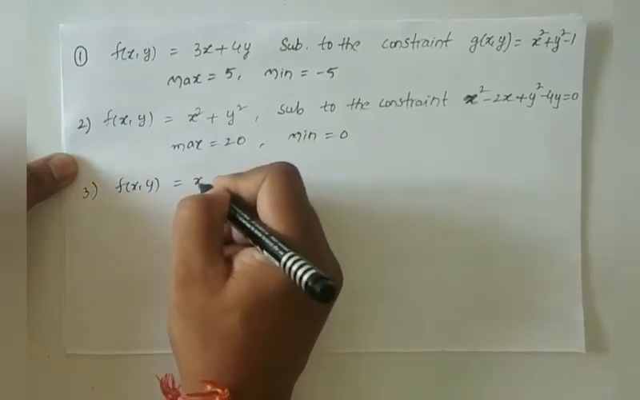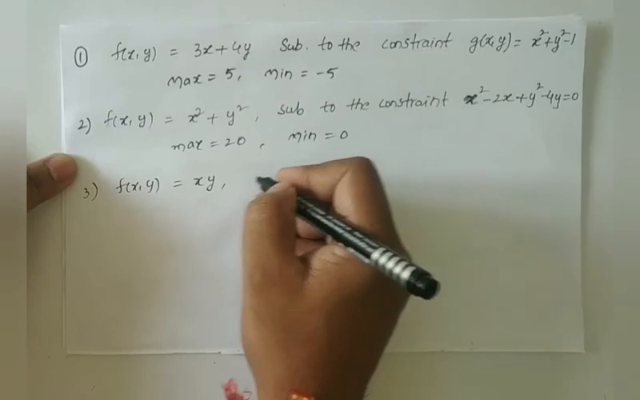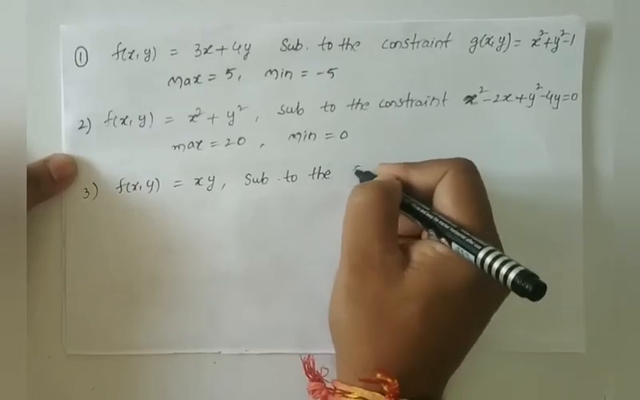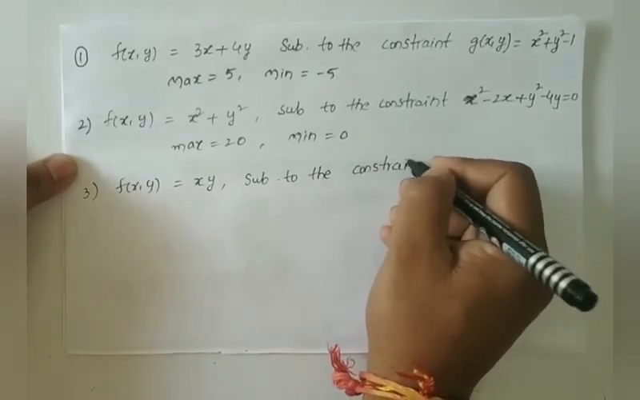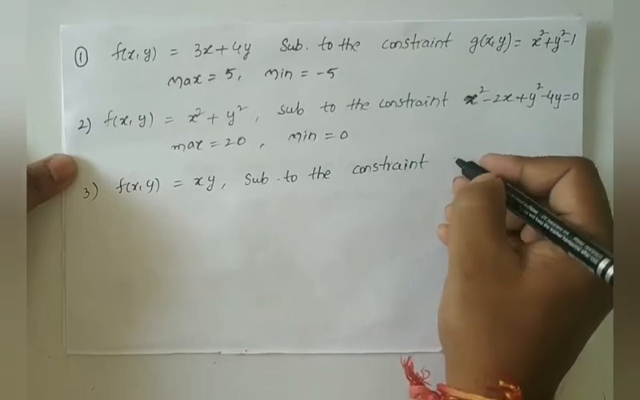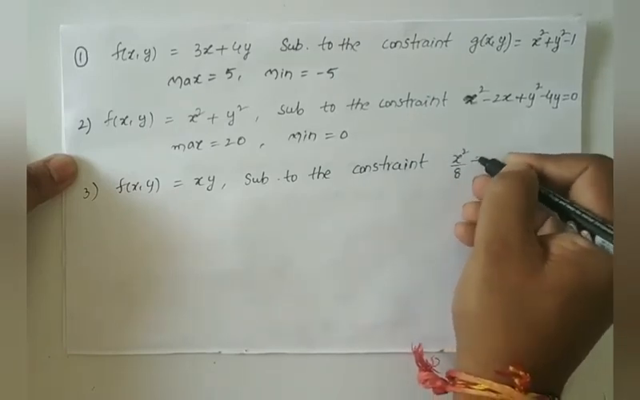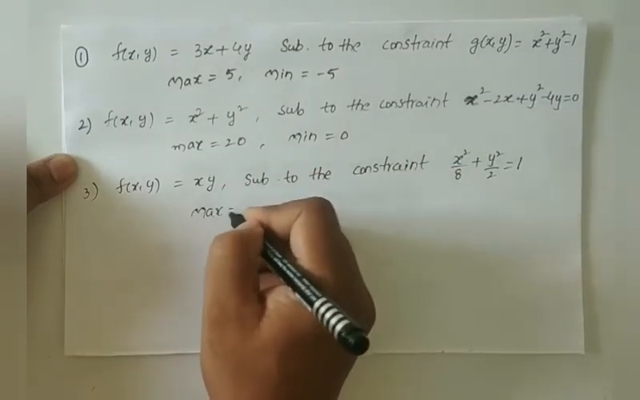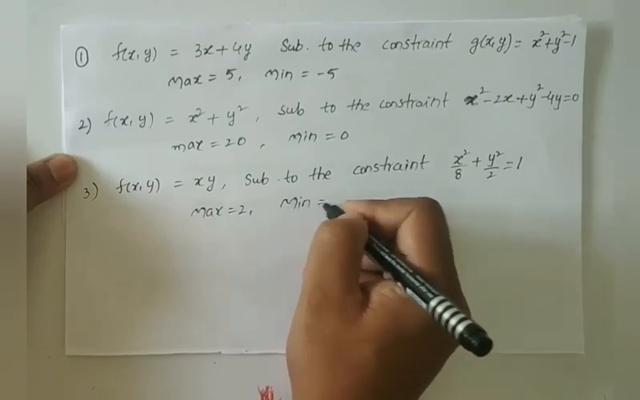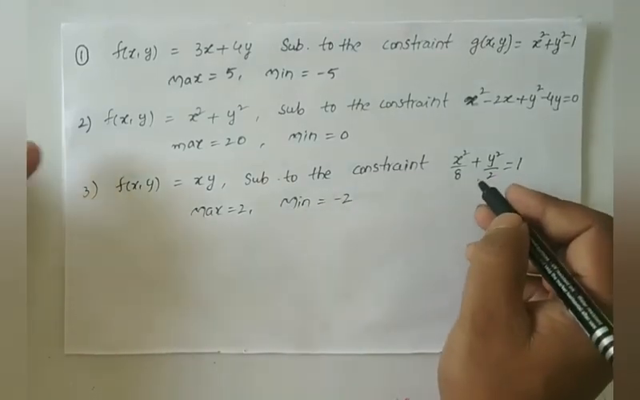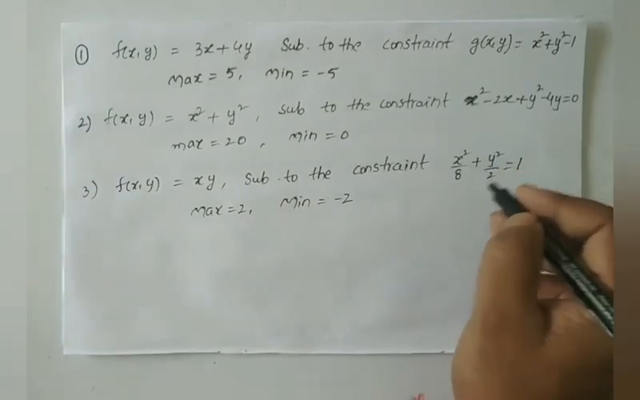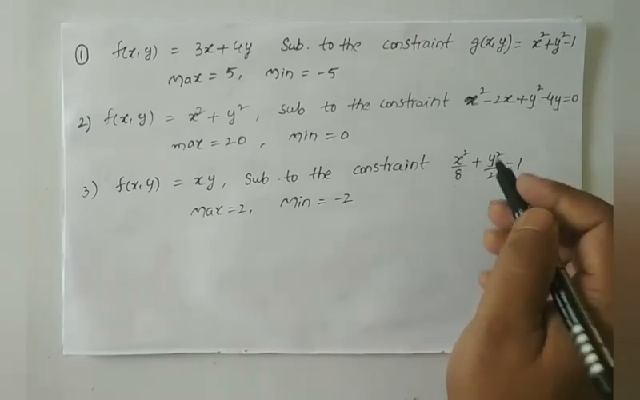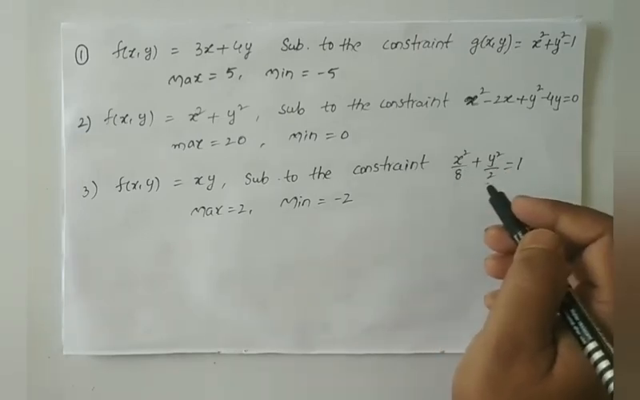Third one, f of x comma y is equal to xy, subject to the constraint x square by 8 plus y square by 2 is equal to 1. Maximum is 2, minimum is minus 2. We have to choose the points which satisfy this constraint only. Suppose x is equal to 0, y is equal to 0, then 0 plus 0 is equal to 1, which is not possible.